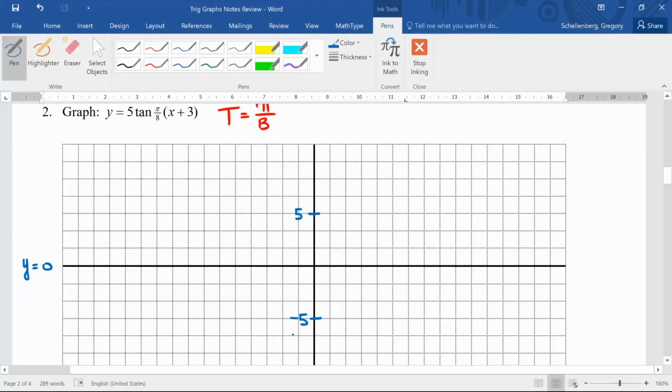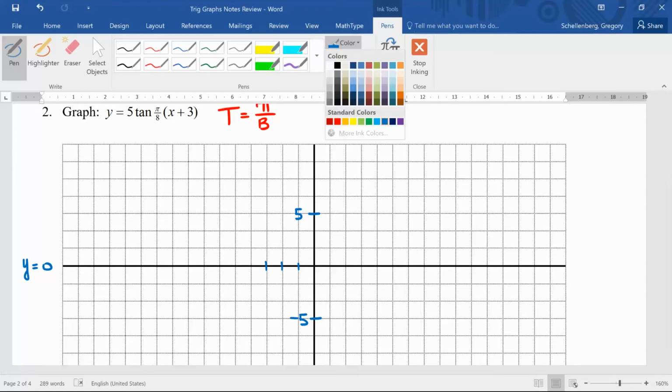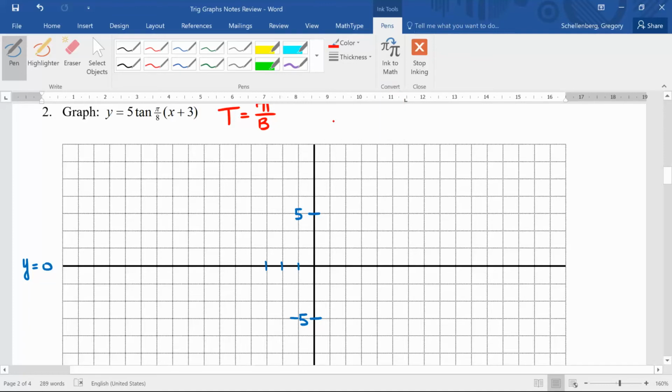Okay, now our starting point is 3 units to the left. So we're going to go 1, 2, and 3 to the left. And tan functions start at midpoints. So I'm going to plot that starting point right there.